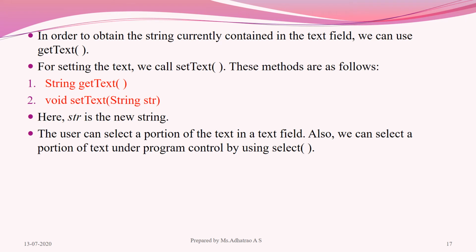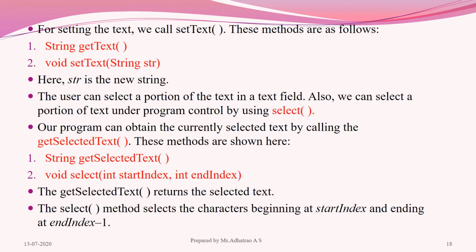The user can select a portion of the text in a text field. Also, we can select a portion of text under program control by using the select method. For setting the text, we call setText, which is declared as String getText. Second one is void setText(String str).